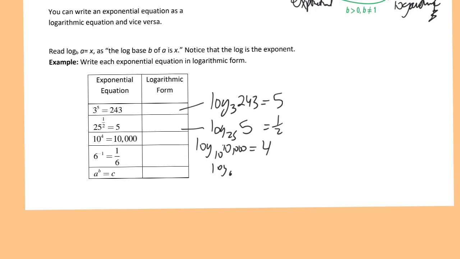Log base 6 of 1/6, okay? Log base 6 of 1/6 is negative 1, and that means 6 to the negative 1 is 1/6, which is true. And then log of A to the B equals C. So log base A of C is B. And so the answer to a logarithm is going to be an exponent.